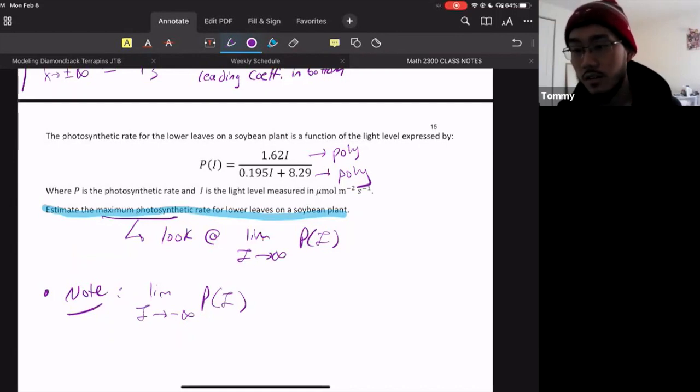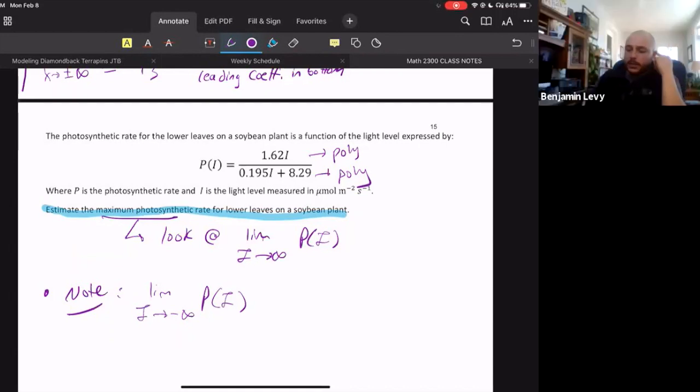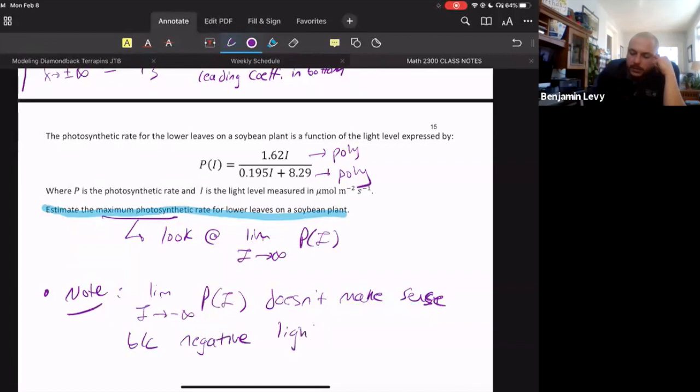Yeah, like negative sunlight. That doesn't even make sense to think about, right? So I just want to point out that we're not going to look at the negative limit, because what does it mean to have negative amounts of sunlight? If it's 0, that just means it's dark. There's no light, right? So the negative infinite limit doesn't make sense. Just wanted to clarify that. We're just going to look at the positive limit. Negative light doesn't make sense.